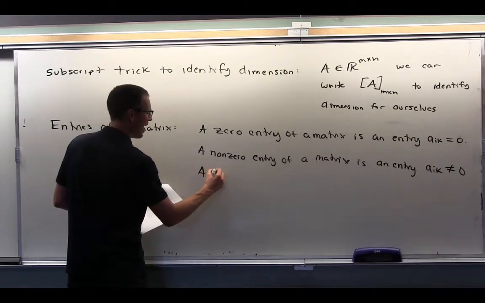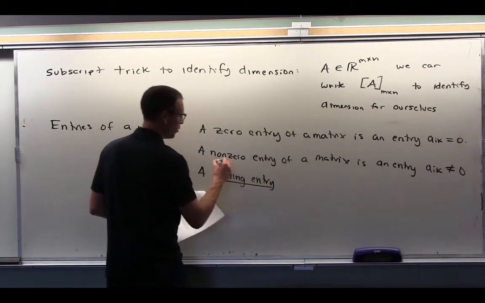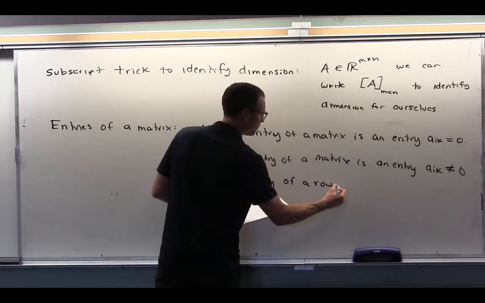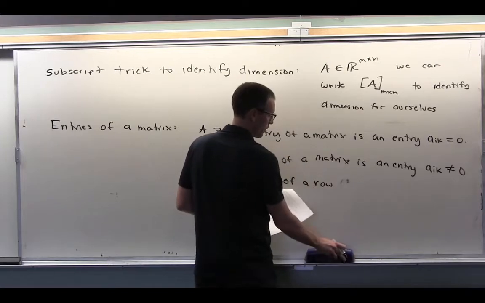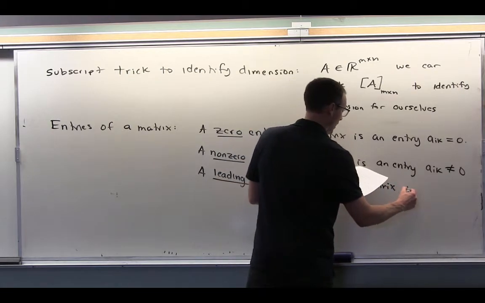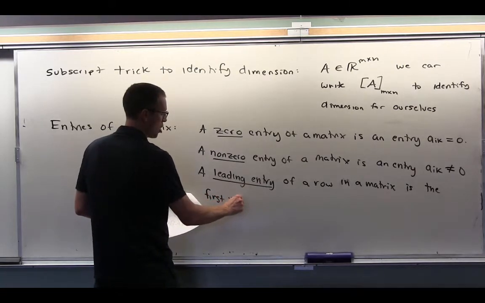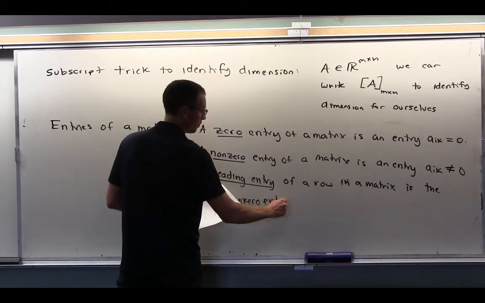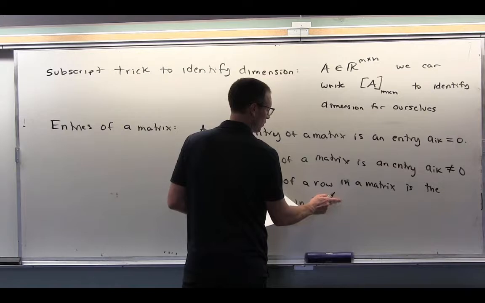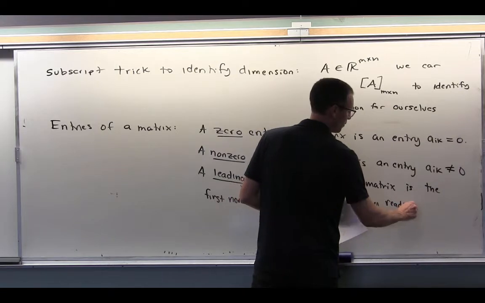We're going to define a leading entry, and we'll come back to this later, but right now I'm just doing a bunch of notation because we're going to come back to this throughout the quarter. A leading entry of a row in a matrix is the first non-zero entry in that row when reading from left to right.